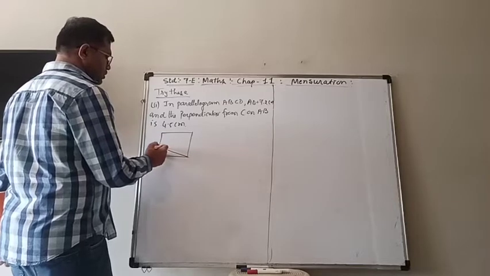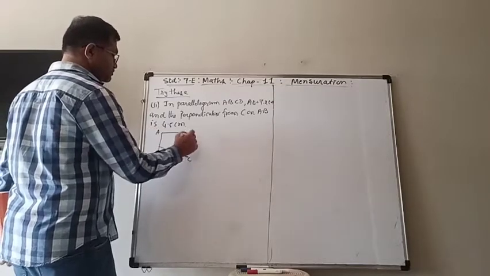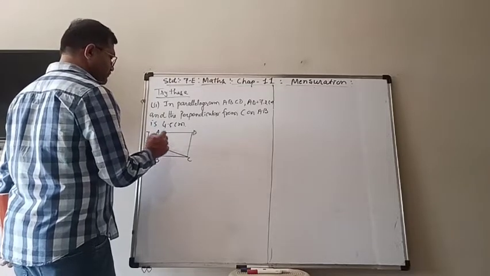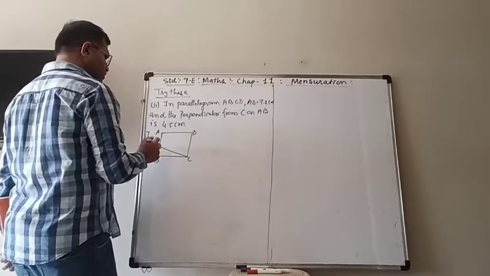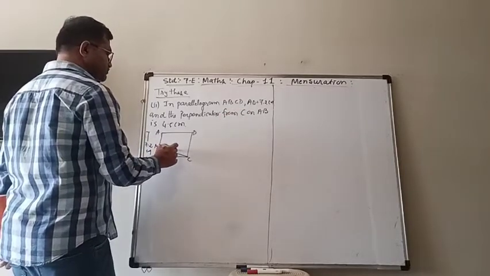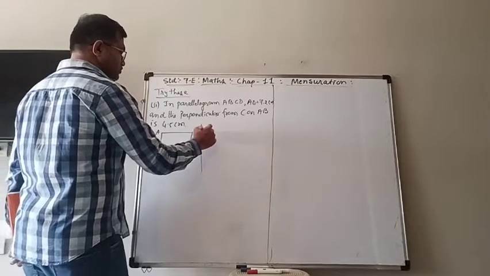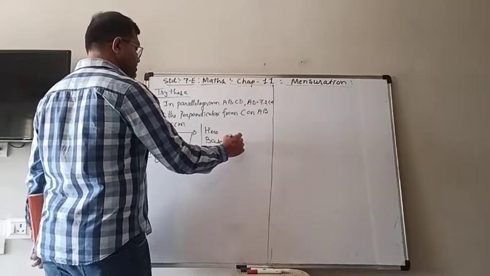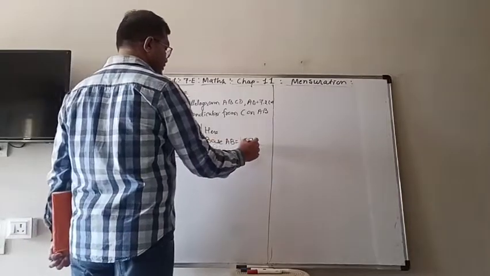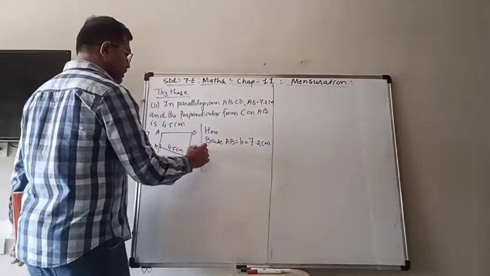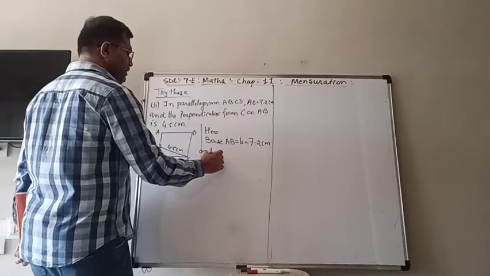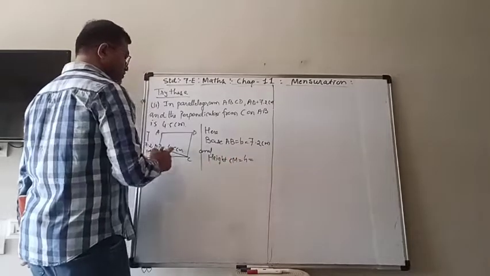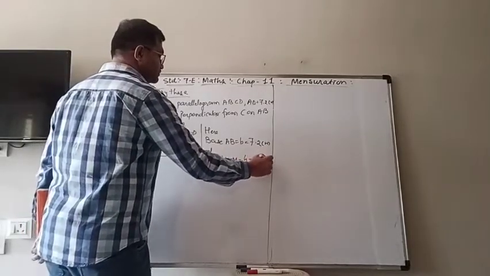So now here we can take A, B, C, D. AB is given 7.2 centimeter and from C the perpendicular, say CM, we can take as 4.5 centimeter. So here base AB is equal to B equals 7.2 centimeter and height CM, that is H, is given as 4.5 centimeter.